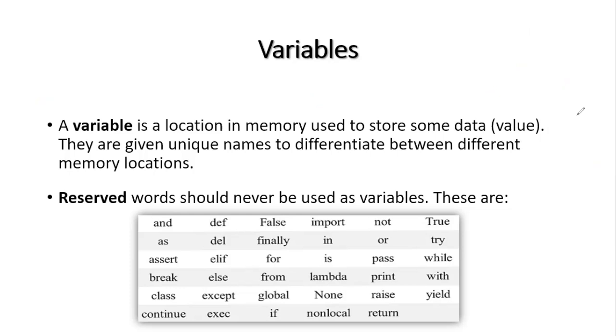So basically, a variable is a location in memory used to store some data. They are given unique names to differentiate between the different memory locations. Now, reserved words are something that you should never use as variables. Python contains some reserved words which have been listed over here. These can never be used as variables. We can use A as a variable, but we cannot use AND as a variable, or, for that matter, none of what has been mentioned over here.